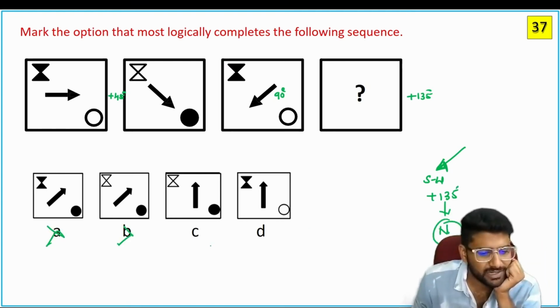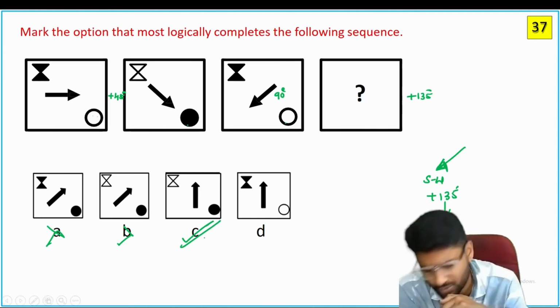See, what about the remaining? Out of these two, which one is the suitable answer? See here, observe that here it's not shaded, shaded, not shaded, and shaded. The answer must be shaded. Don't go through the remaining elements. Simply observe that. C is the suitable answer.